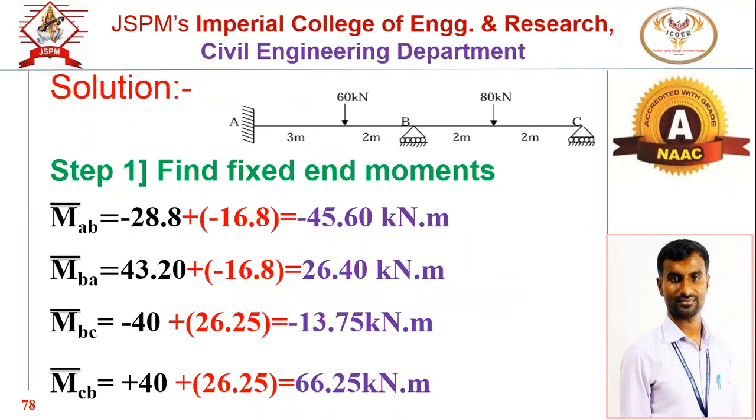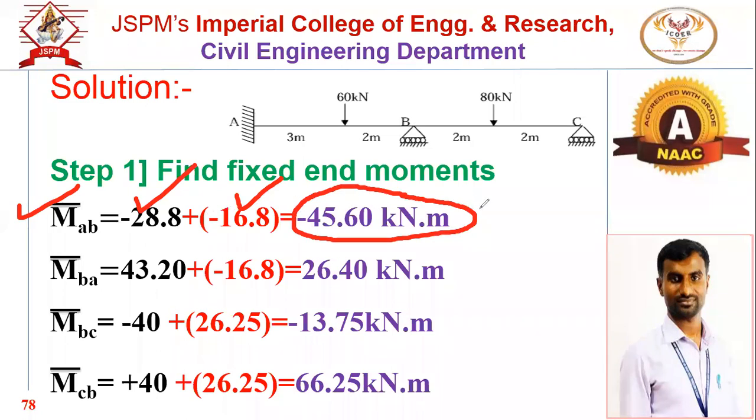Means for M bar AB, this is the moment due to the loading condition, plus this is the moment due to the sinking of support. Why is this minus? Because the right end has the sinking, so we took minus as per our sign convention. If you add these two fixed end moments, you will get the final fixed end moment for AB. So this is M bar AB we have to consider for the analysis or the calculation.